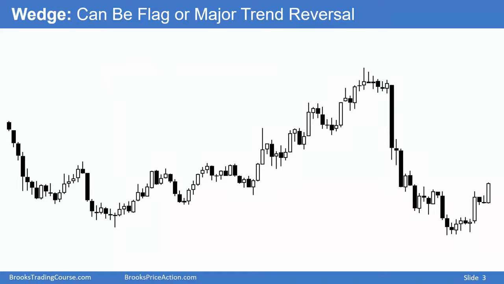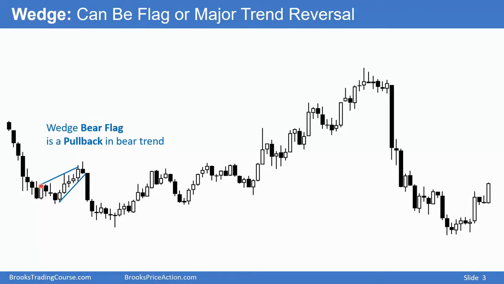I always think of wedges as either a flag in a trend or as part of a reversal. For example, we have a pretty strong breakout here, and we have a bull bar, and then a second bull bar that led to a small reversal, and then a third bull bar. This is a wedge bear flag.